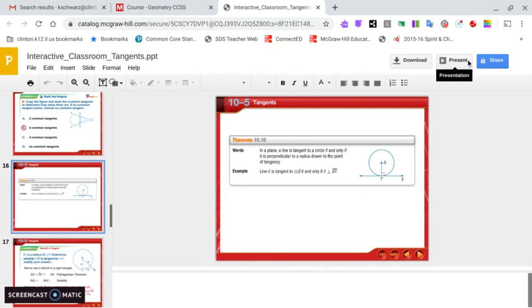In a plane, if a line is tangent to a circle, so this is a tangent, line L is a tangent. It's a line that touches circle S at exactly one point, and the point where it touches is T. In a plane, a line is tangent to a circle if and only if it's perpendicular to a radius drawn. So if we draw a radius from S to T, that would make a right angle. We're going to use the Pythagorean theorem a lot with those right triangles. We'll take a look at this one first.